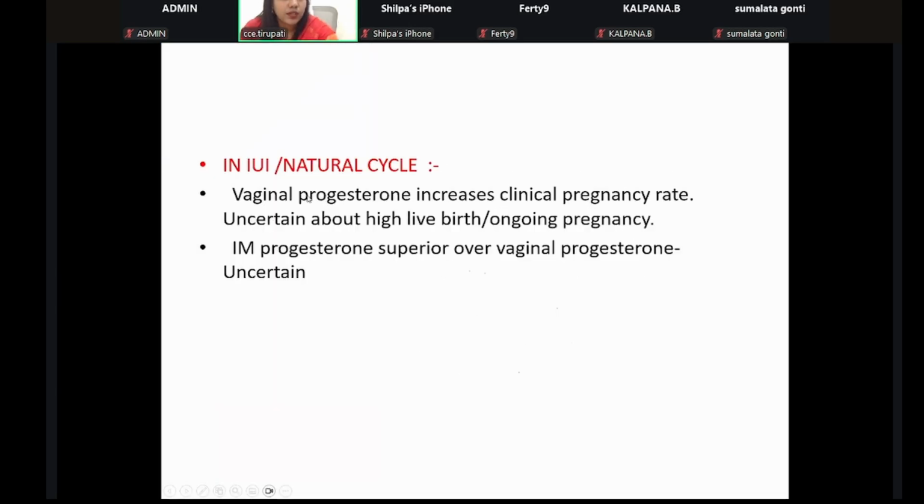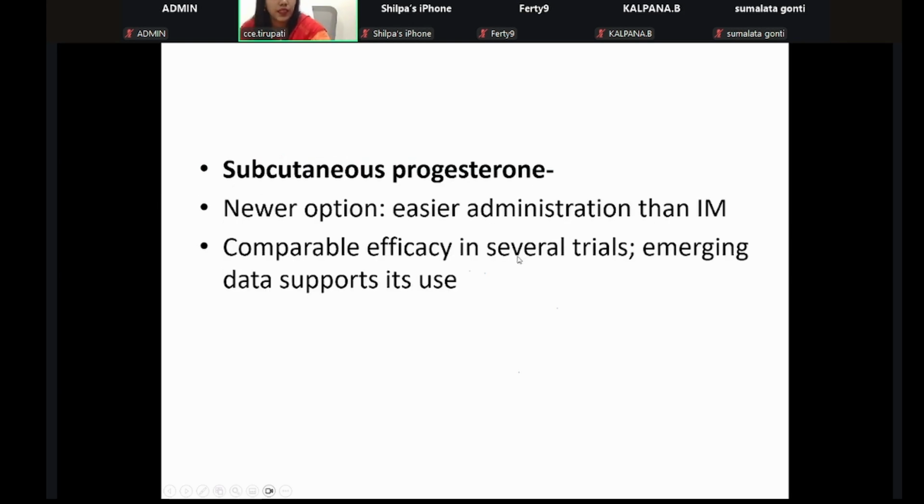So in IUI or natural cycle, vaginal progesterone increases clinical pregnancy rates, and intramuscular progesterone is superior over vaginal progesterone, but it is of uncertain evidence. Subcutaneous progesterone, it is a newer option. It is easier administration compared to IM and comparable efficacy in several trials, so it can be used.